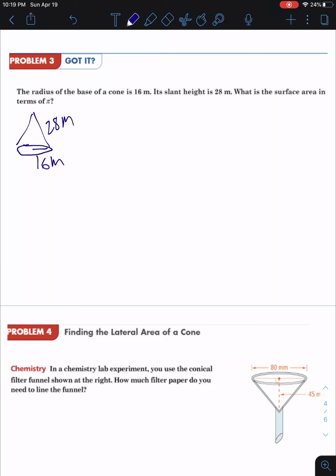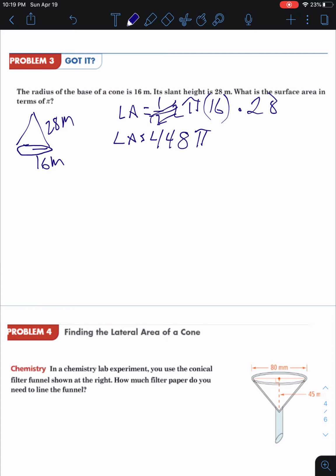My lateral area on this one is 1/2 times 2 times pi times 16. Again, the 1/2 and the 2 cancel out as 1. So that gives me 16 pi times the 28. 16 times 28 gives us 448 pi. And so my lateral area is 448 pi. Now that's the whole way around the top here.